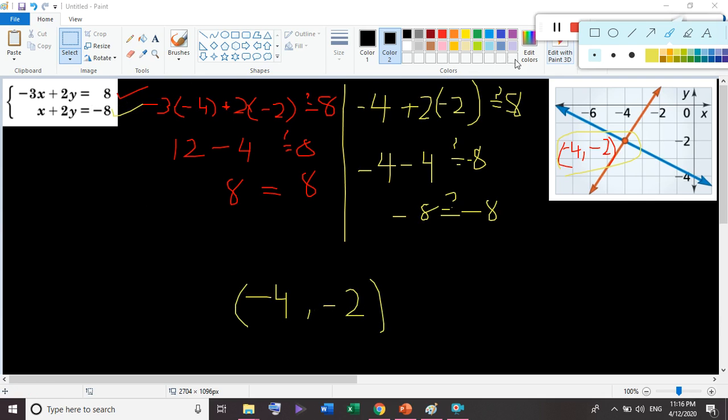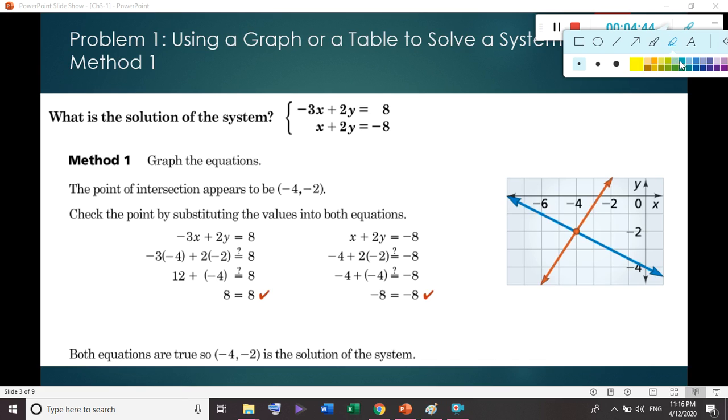Let's check our answers together. As I said, you're going to graph both equations first. Then you're going to look at the point of intersection, and check the point by substituting the values into both equations. Here they substituted and got it true, and here also they substituted the point and got it true. So this means that both equations are true. So (-4, -2) is the solution of the system, as we got.